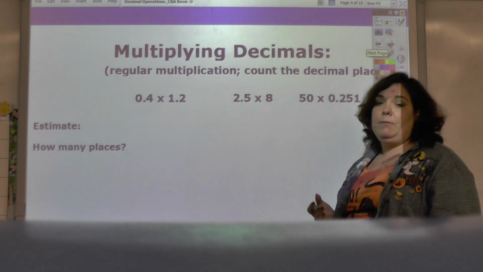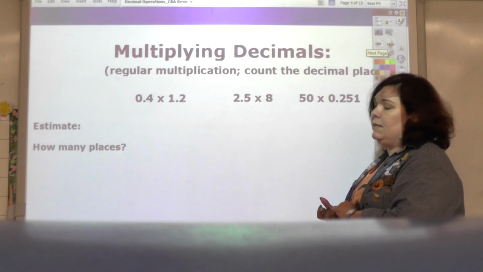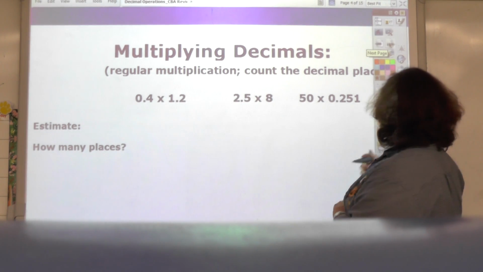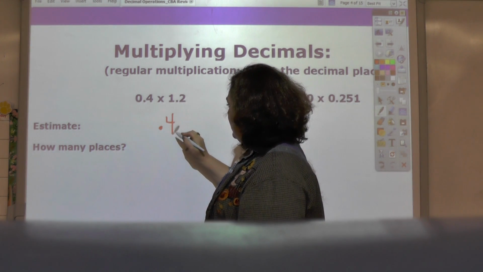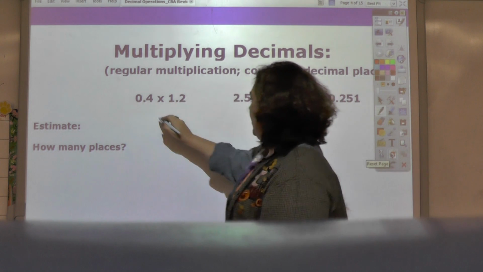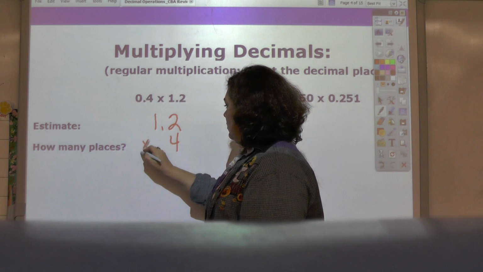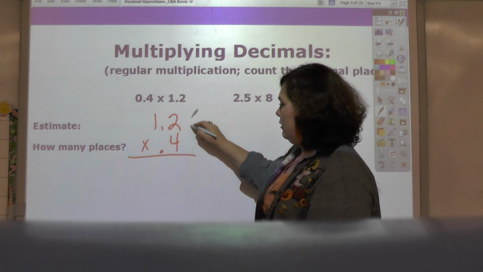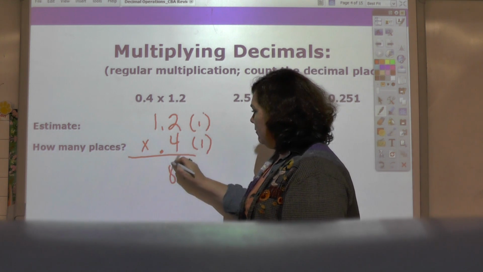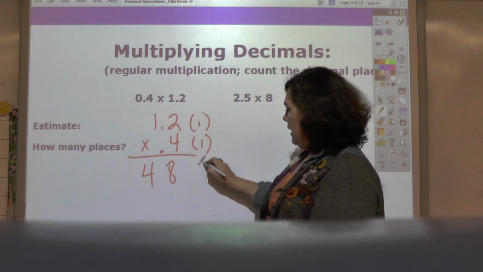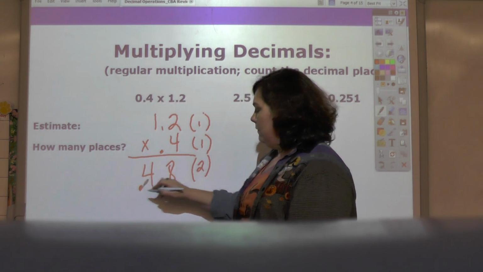So when you're multiplying decimals without the models, you want to look at them, and first you want to estimate, and you also want to say how many places. So on this one, I'm going to say 4/10. I'm actually going to write 1.2 up here times 4/10, and it's just a 2-digit times a 1-digit, but I've got 1 decimal place here and 1 decimal place here. So I multiply like normal, and then I'm going to have 2 decimal places in my answer. So 1, 2. So it's 48 hundredths.